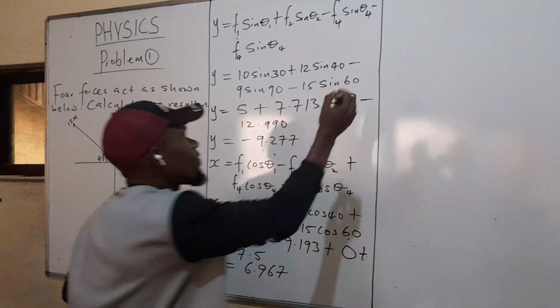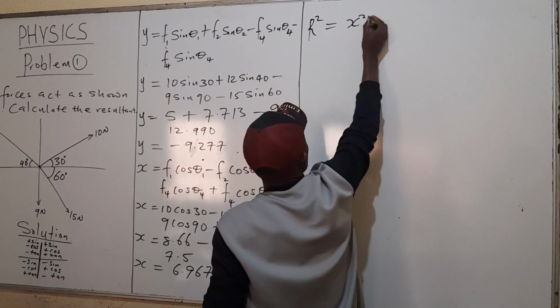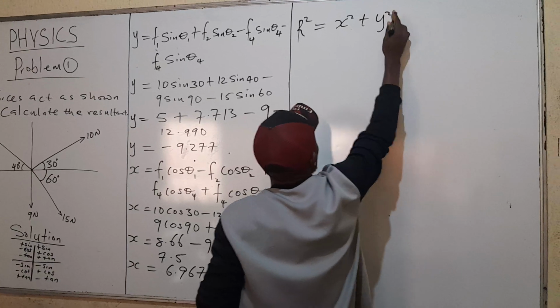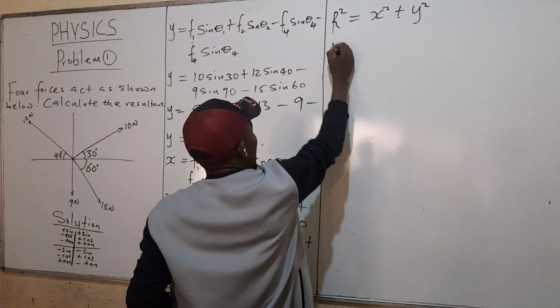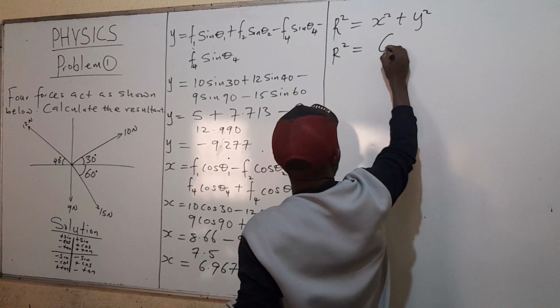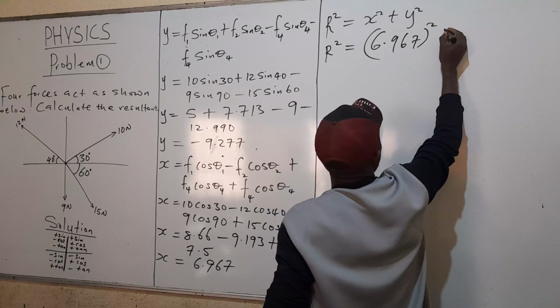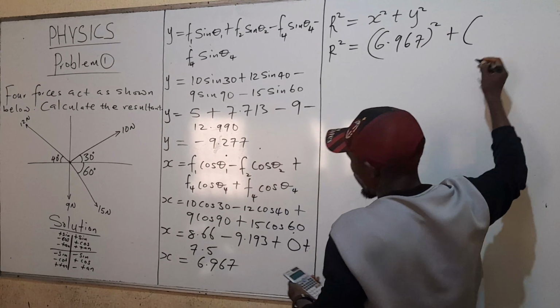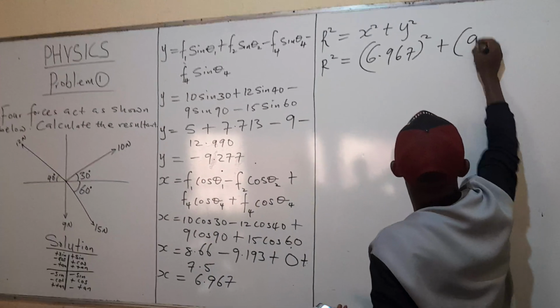So remember, I'm looking for my resultant. So I have my R squared equals X squared plus Y squared. So this is the Pythagorean theorem. So my R squared is equal to my X squared, 6.967 squared, plus my Y squared. You know, my Y squared is negative, but in square the negative sign does not matter, my 9.277.